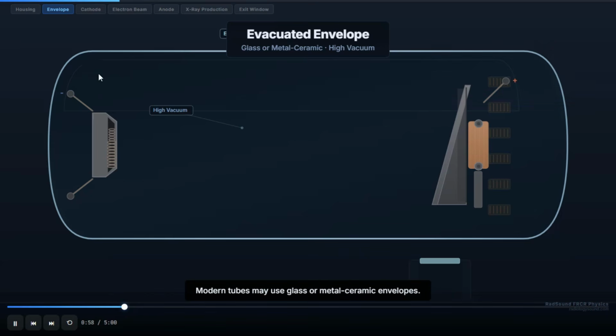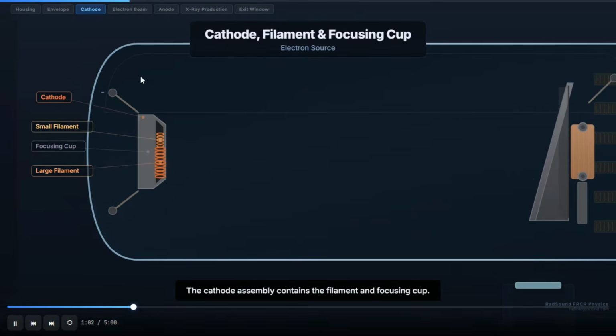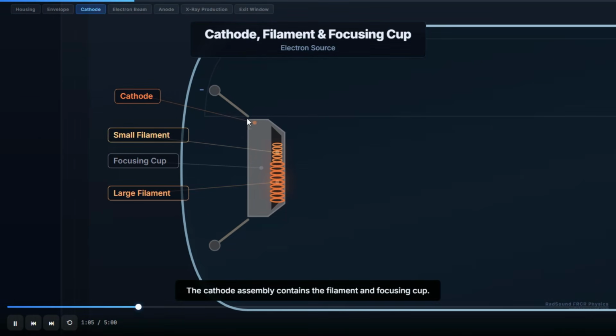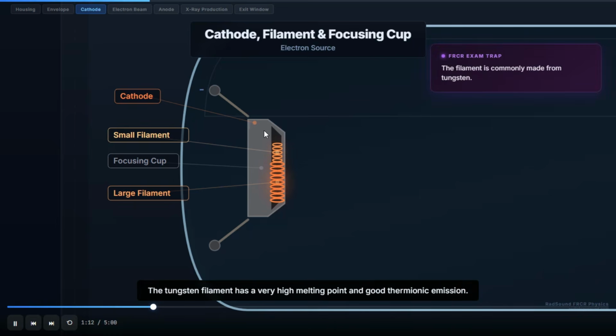Okay, so let us take a look into the anatomy of the cathode. The cathode is a negative charge. It is made up of a focusing cap. The focusing cap has a high melting point, and it's a very poor thermionic emitter, and it's also negative in charge. It is concave in shape. Seated within the focusing cap is what we call the filament.